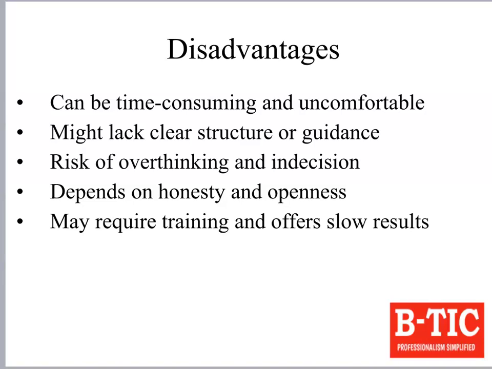Number two, risk of overthinking and indecision. Now, what is this about? If you think too much, you can't make decisions. It takes time. Okay? It creates confusion. If you know 25 things, 25 choices, making a choice is difficult. If you have one or two choices, it's easy to make a choice. This is what it means.